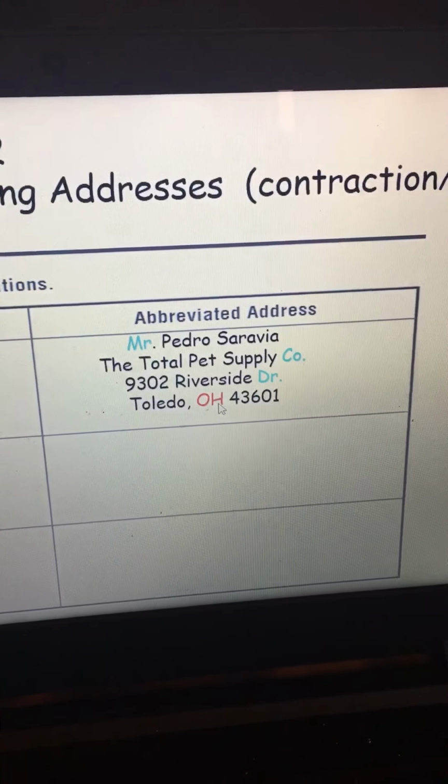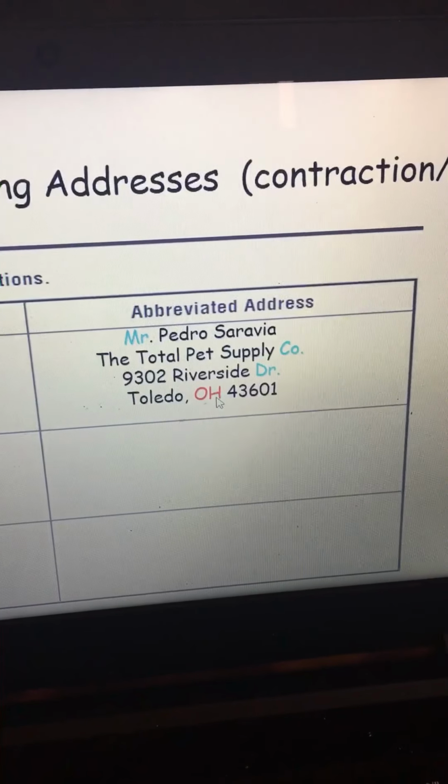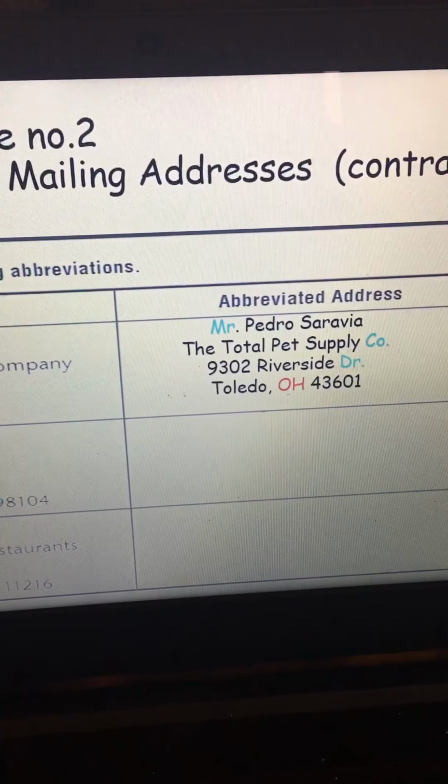I attached a worksheet as a Word document below so you can practice what you have learned.